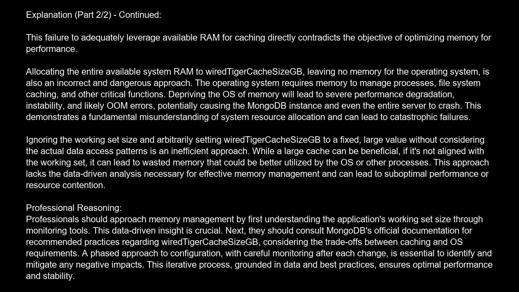Professional reasoning. Professionals should approach memory management by first understanding the application's working set size through monitoring tools. This data-driven insight is crucial. Next, they should consult MongoDB's official documentation for recommended practices regarding wiredTigerCacheSizeGB, considering the trade-offs between caching and OS requirements. A phased approach to configuration, with careful monitoring after each change, is essential to identify and mitigate any negative impacts. This iterative process, grounded in data and best practices, ensures optimal performance and stability.